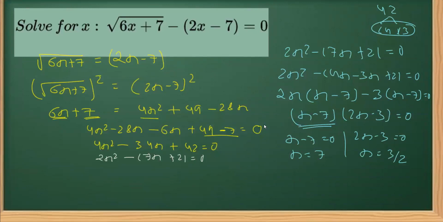Now, let's cross-check it by placing x as 7 here. We are still getting a positive value. As you know, the expression inside an under root must be positive. By placing x equal to 7, we are still getting a positive value over here. And similarly, by placing x as 3 by 2, in this case also we are getting positive. So both values of x are valid here. So we'll declare x is equal to 7 and x is equal to 3 by 2 are the solutions of this equation.